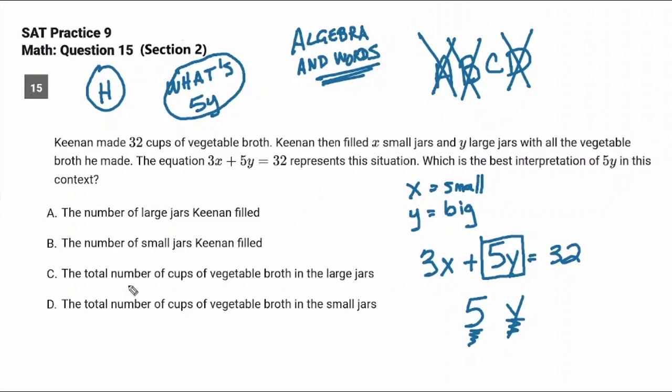C, the only answer that's left, says total number of cups of vegetable broth. So that's 5, the number of y, the large jars. It's the thing combined. It also happens to be a much more complex answer than A. And if you think about it, that's much more likely to be right on a hard question. You can get these right very quickly, very methodically, no matter what the level of difficulty, and move on.